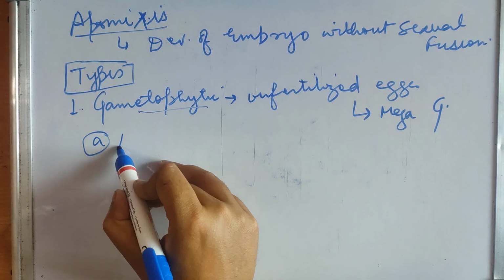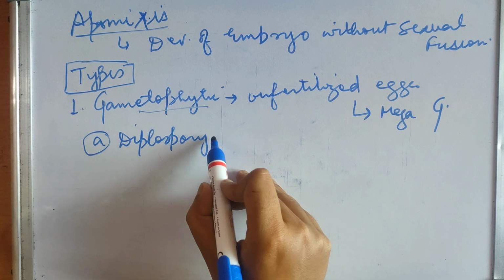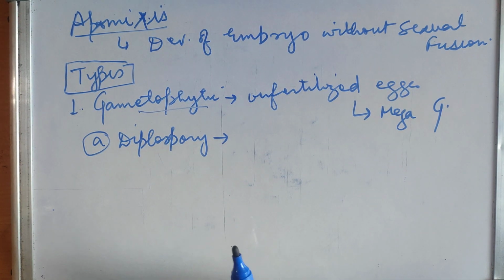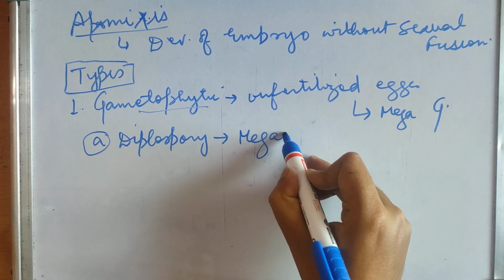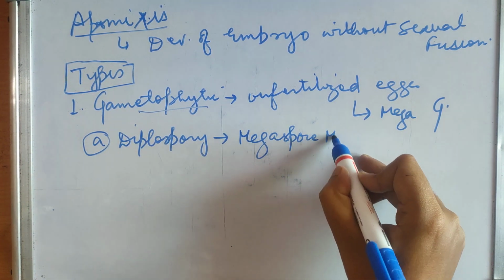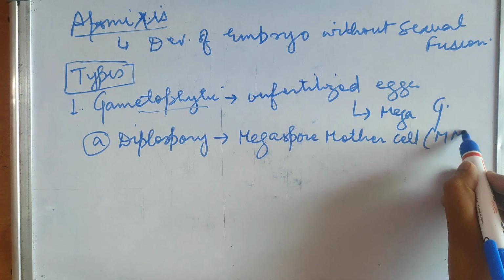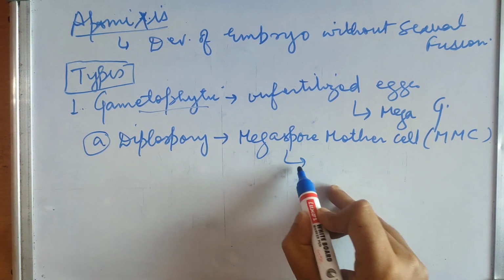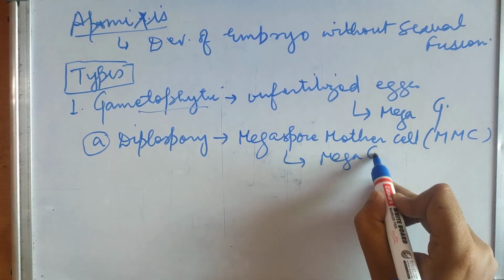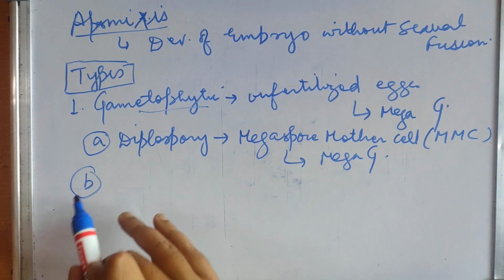First one is diplospory. Here the megaspore mother cell, that is MMC, gives rise to the megagametophyte.